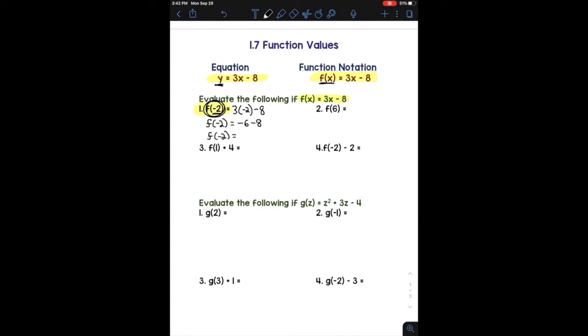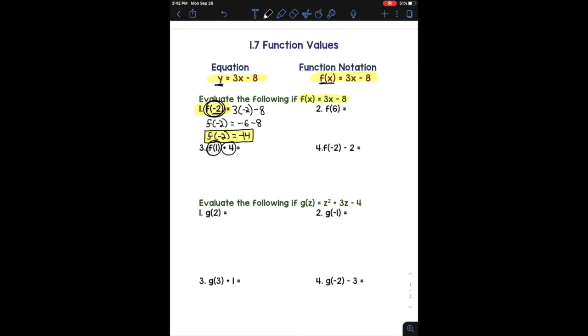And lastly, again, we're going to restate when we plug -2 into the function, we get -6 minus 8, which would give us -14. This right here is actually our answer. The value we get when you plug -2 into the function in the directions they give us, you would get -14. Let's do another one for this function.